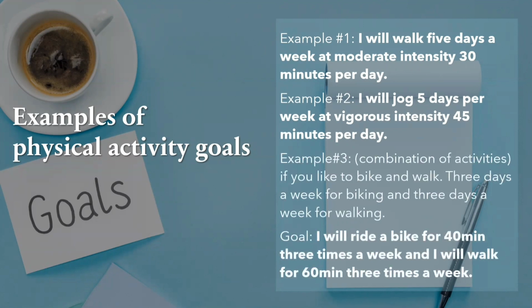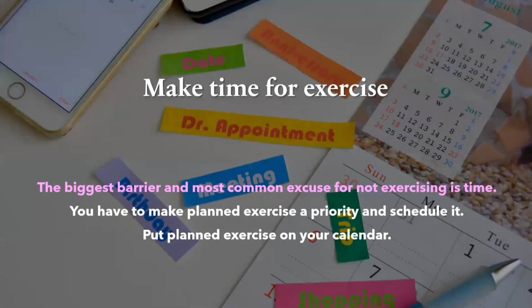Example number 3. Combination of activities. If you like, for example, bike and walk, 3 days a week for biking, 3 days a week for walking. The intensity might vary, so biking would be a vigorous intensity, walking would be a moderate intensity, and it would be 40-minute duration for biking, 60-minute duration for walking.